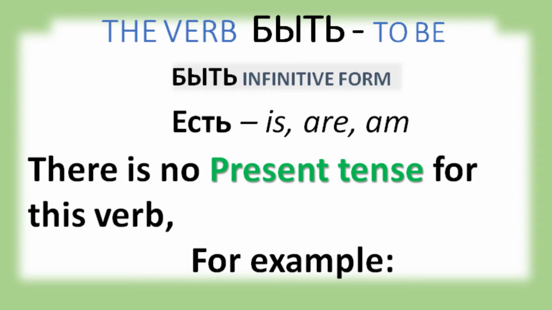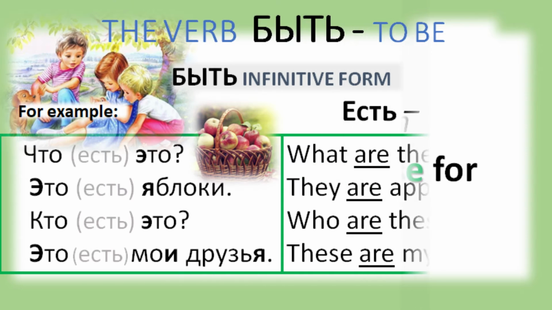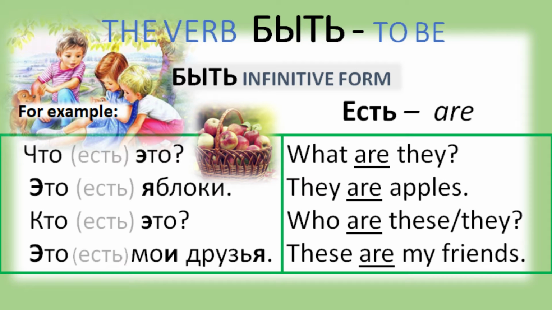Here is the verb to be, which in its infinitive form is Быть. There is no present tense for this verb in Russian, so is, are and am are implied. For example, Что это? What are they? Это яблоки. They are apples. Кто это?